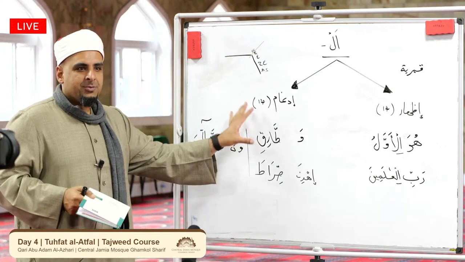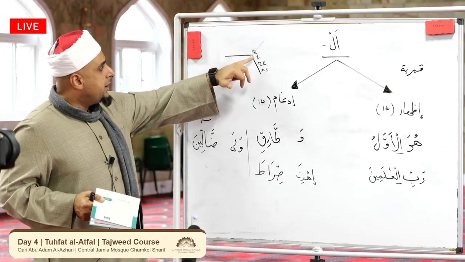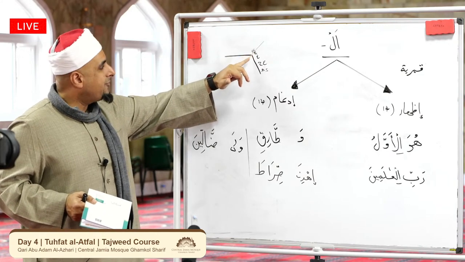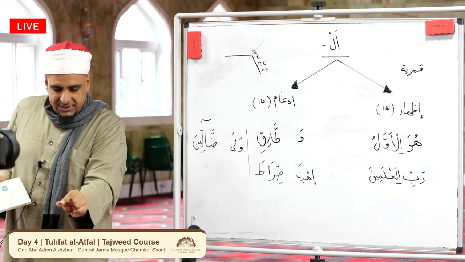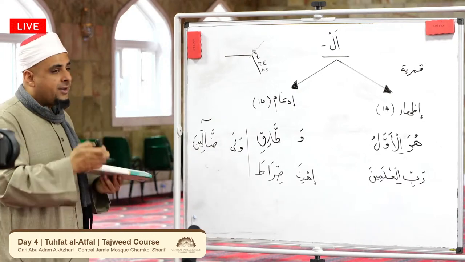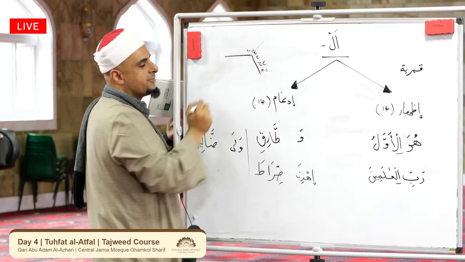Because I want planning to go through Makharij and Sifat, hence why I didn't bring them. But I'll bring them for Monday. So ghain and kha, and after the kha, literally just over that line, so literally next to each other, is the letter qaf. Then after the letter qaf is your letter kaf.